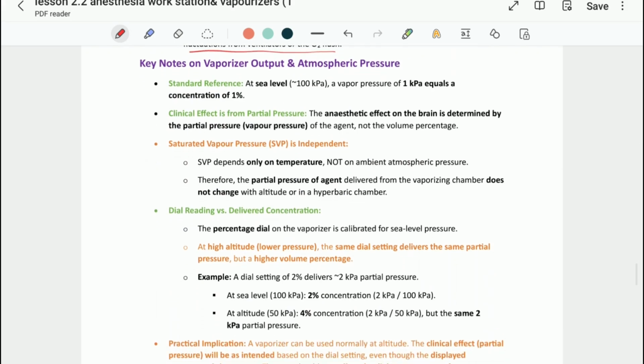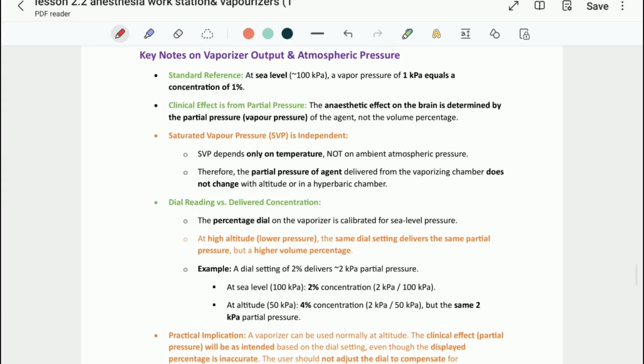Now, what are the key notes on vaporizer output and atmospheric pressure? For standard reference, at sea level, 100 kilopascal, a vapor pressure of 1 kilopascal equals a concentration of 1%. The clinical effect seen in the patient is from the partial pressure. The anesthetic effect on the brain is determined by the partial pressure, the vapor pressure of the agent, not the volume percentage.